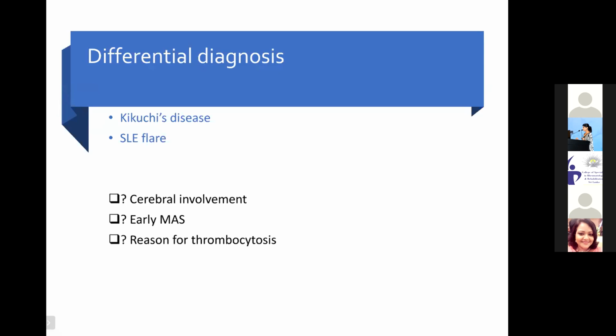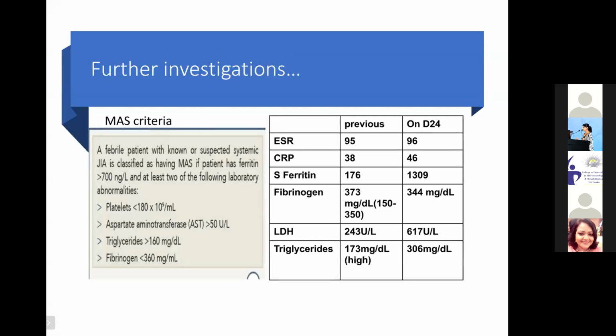She had a severe headache, which was suggestive of possible cerebral involvement. All these differential diagnoses can cause headache, and it raised the possibility of early macrophage activation syndrome as well. Her thrombocytosis is more likely to be reactive in nature at this point, since we couldn't explain it by our differential diagnosis. We investigated her further in this regard and found that she had a rising trend of inflammatory markers and a relative drop in fibrinogen.